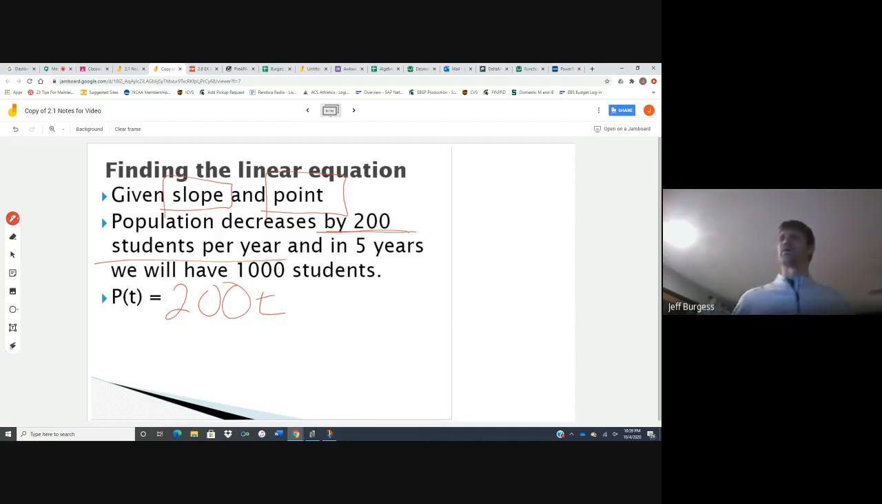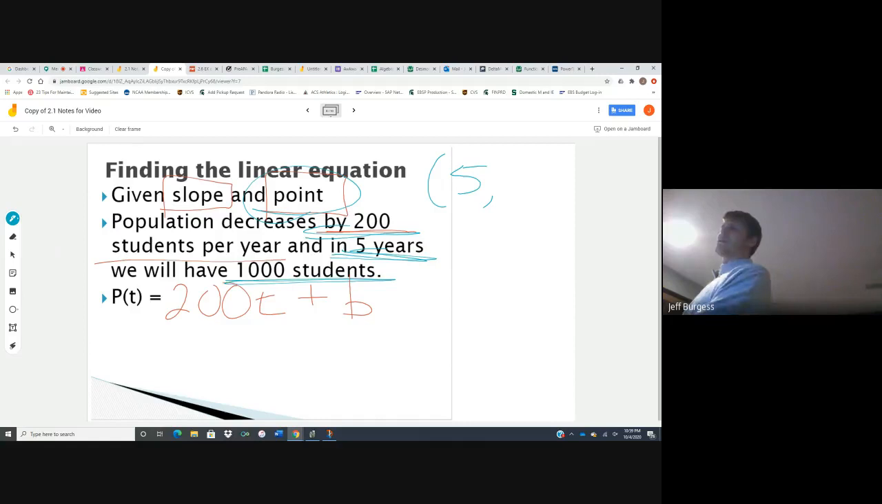Our rate of change is -200, plus I am going to write b right here for a second. You can normally just leave it blank, but now I have to find my y-intercept to come up with my linear function. There's a couple ways to do this, okay? I think the best way is, first of all, to notice that we were given a point. You're given a value: 1,000 students in 5 years. That is a point, right? That would be the point (5, 1,000). In 5 years, you'll have 1,000 students.